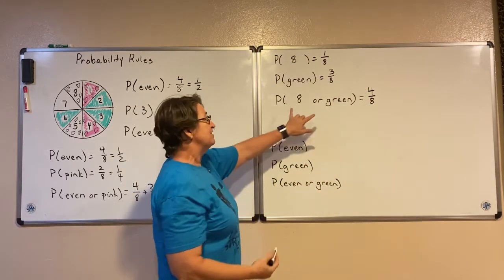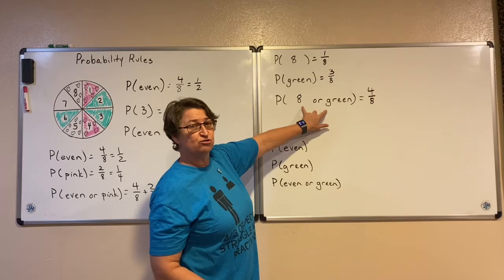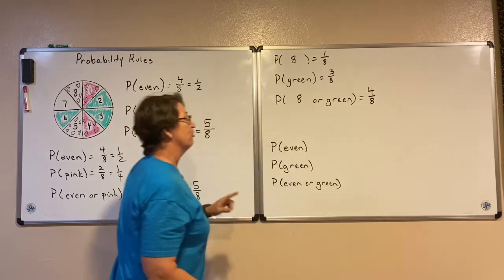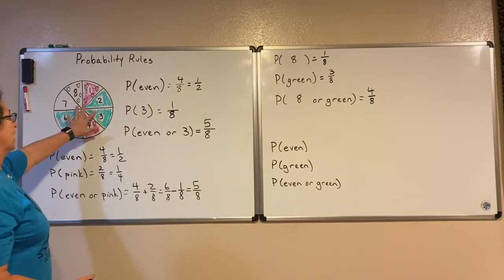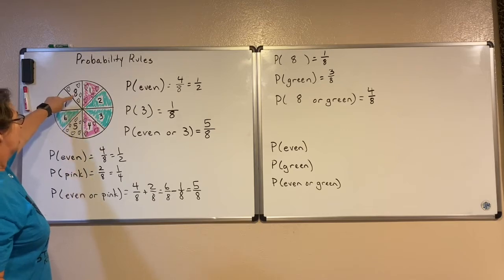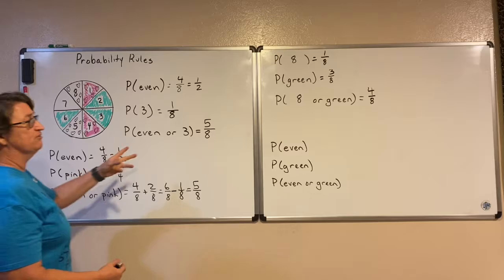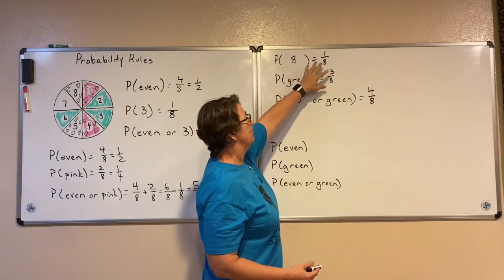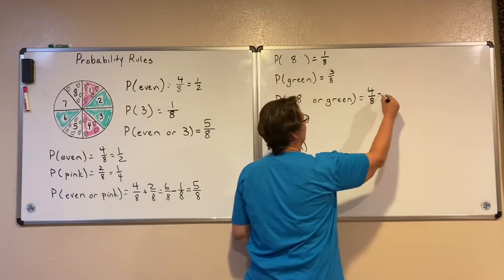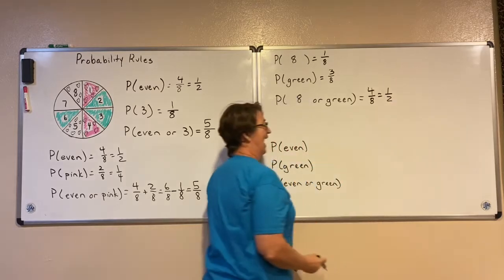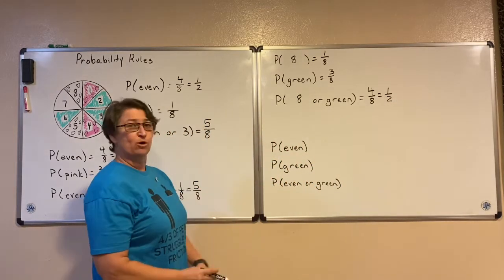Or these are mutually exclusive. In other words, they don't overlap. My green ones are not an 8, and my 8 is not green. Since they are mutually exclusive, I can just add their probabilities together. 4/8 or 1/2. Let's try one more.